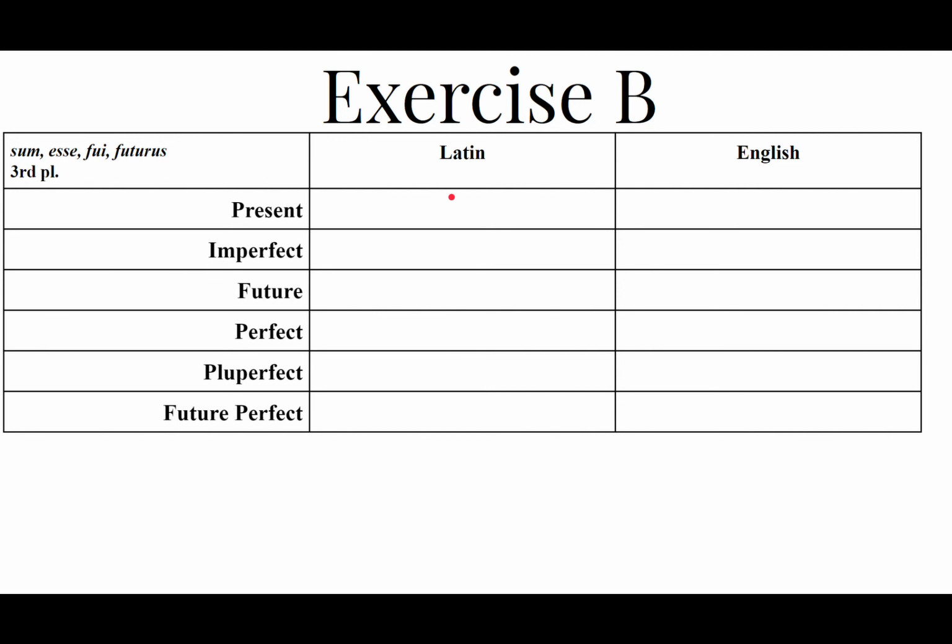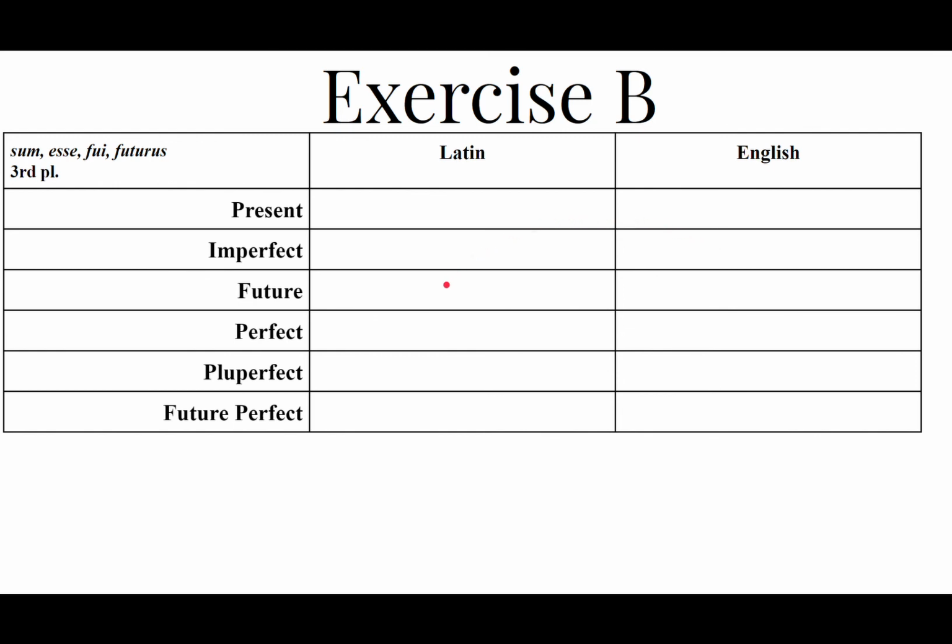The present is sum, es, est, sumus, estis, sunt. Sunt. They are. They are being. Imperfect, you have to memorize it. Eram, eras, erat, eramus, eratis, erant. So we want erant, third plural. They were. They used to be. They kept on being.